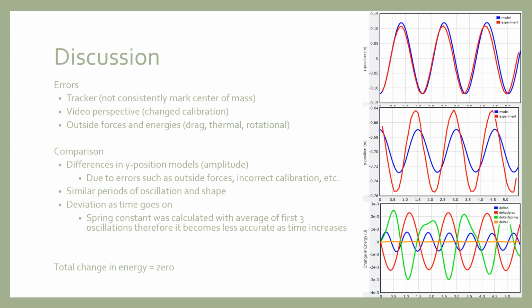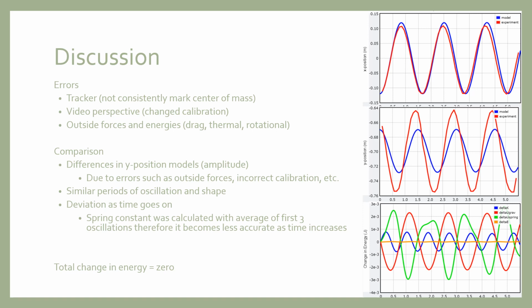There are three graphs produced from the GlowScript code. The top two graphs compare the model versus experiment with the x and y positions, and the bottom graph compares the energy changes. Errors causing deviation between the model and the experiment are tracker errors by not consistently marking the center of mass, video perspective differences resulting in incorrect calibration, and outside forces and energies such as drag force and thermal or rotational kinetic energy.